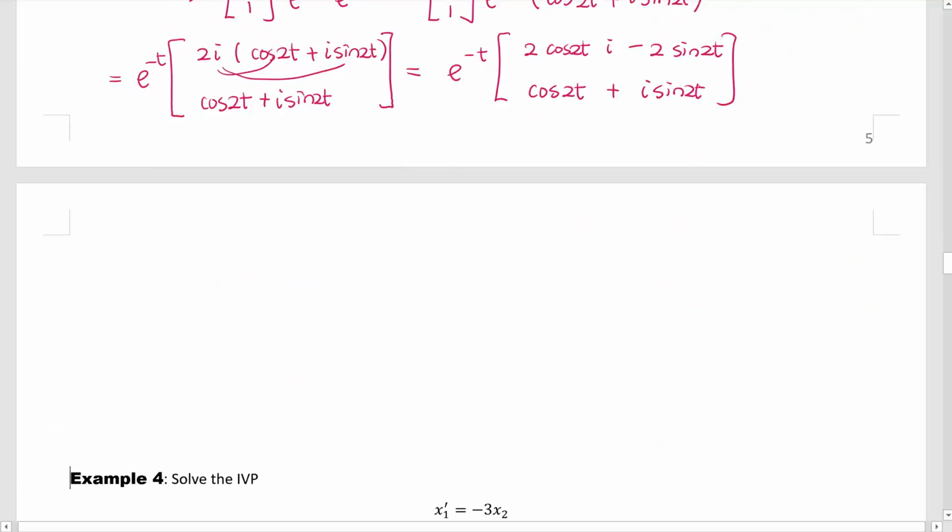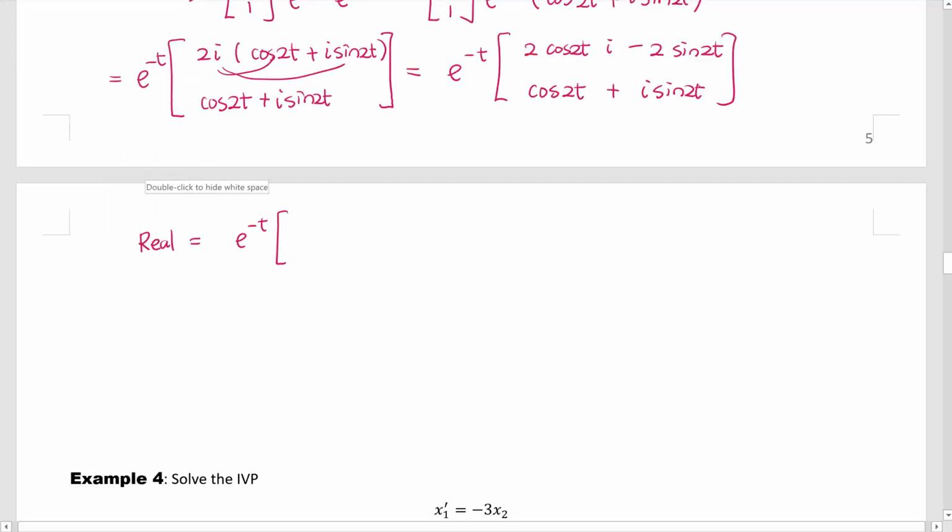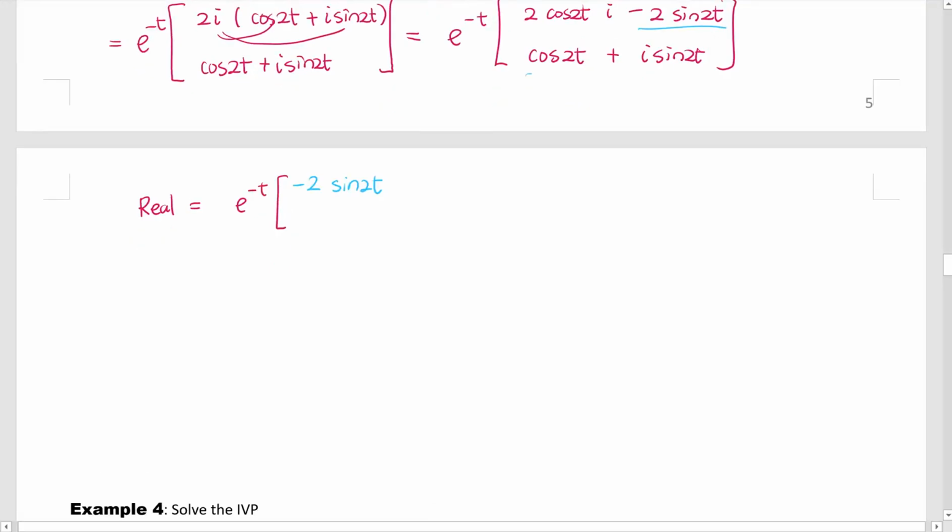Okay, so the real parts. We have e to the minus t, and then what's the real part? Maybe it's better to use a different color, right? Okay, so the real part is this guy. The real part has no i, and this guy. So we have negative 2 sine 2t, and at the bottom, we have cosine 2t. Okay, so that's the real part. What is the imaginary part?